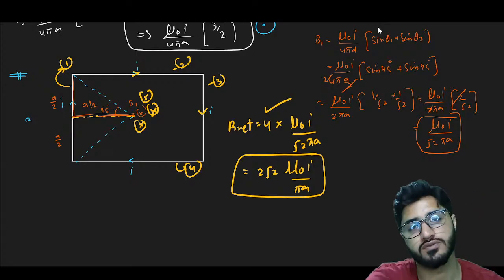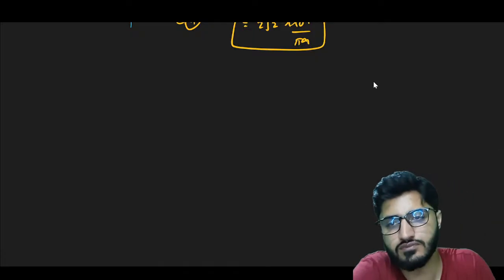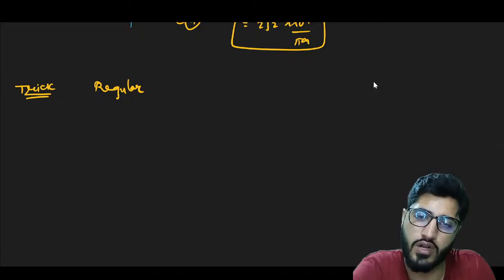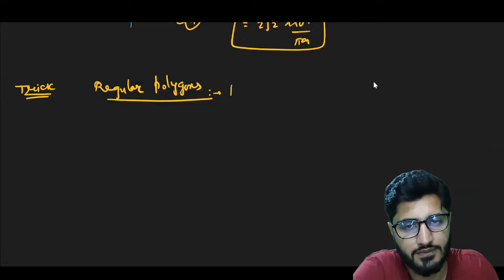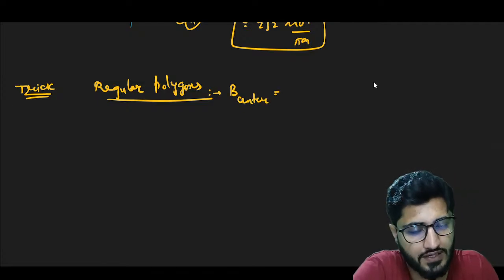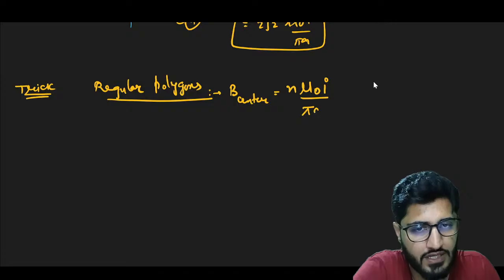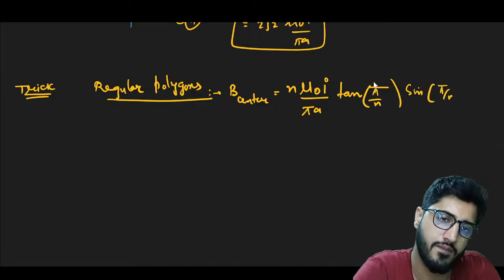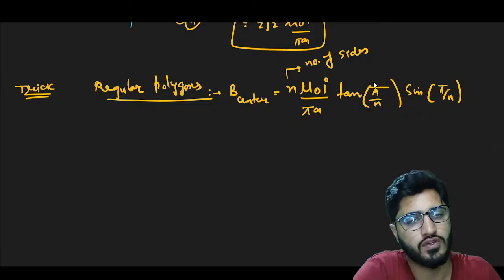I will give you one trick also. Trick, no? You don't need to then learn all these formulas. Trick is for regular polygons. That is B at the center. It is valid only for the center. It is n nu naught I by pi A, times tan pi by n, sine pi by n. So what is n? N is the number of sides. Number of sides. So here you will see now.